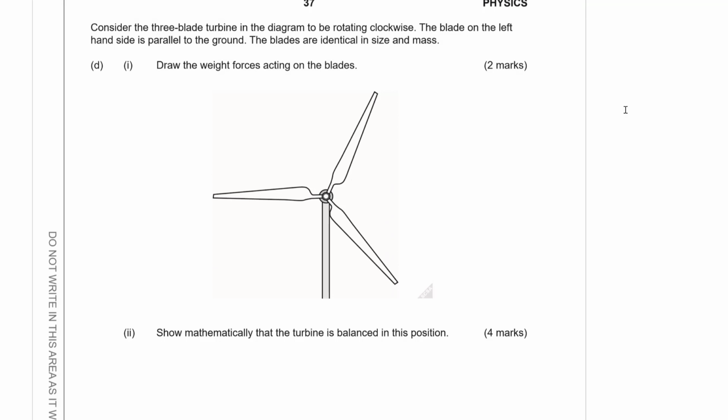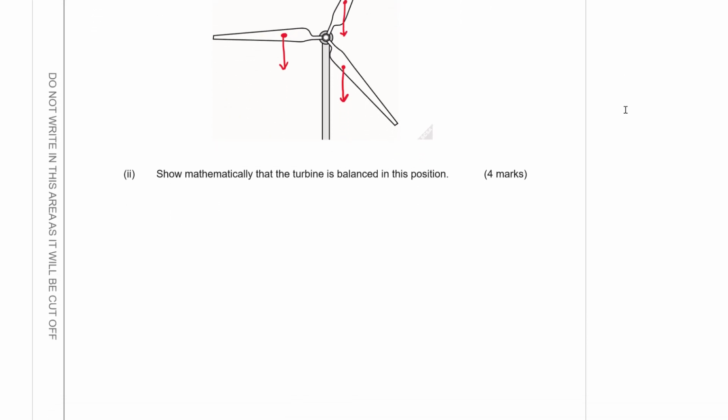Okay, and the last bit is to draw the weight forces acting on the blades. Again, you want to come out but not too far, you don't want to go halfway, and you draw your weight vectors in, and they should be all the same length and pointing down. Okay, I could have done better, I reckon.